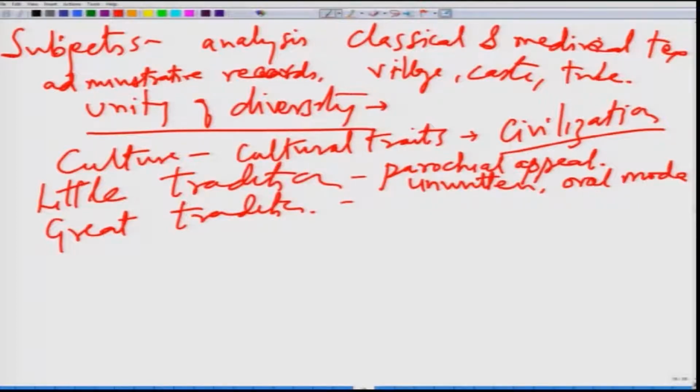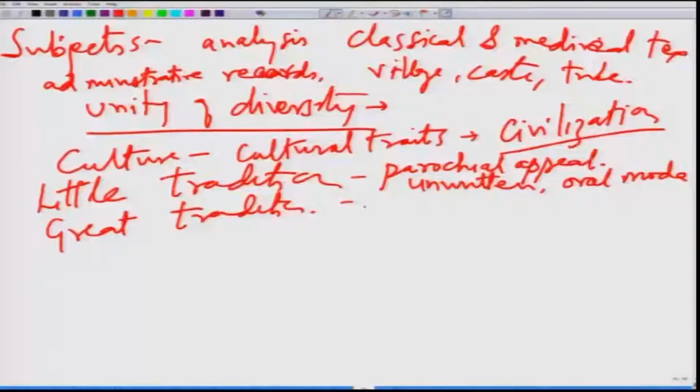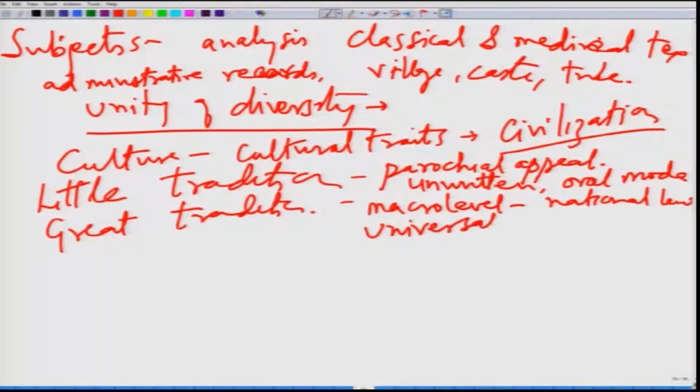On the other hand, the great traditions are those traditions which are seen at the macro level, maybe the national level or any bigger entity. So, the great traditions are those which have wider acceptance. We can see that they are universal in nature, and they have a universal appeal.